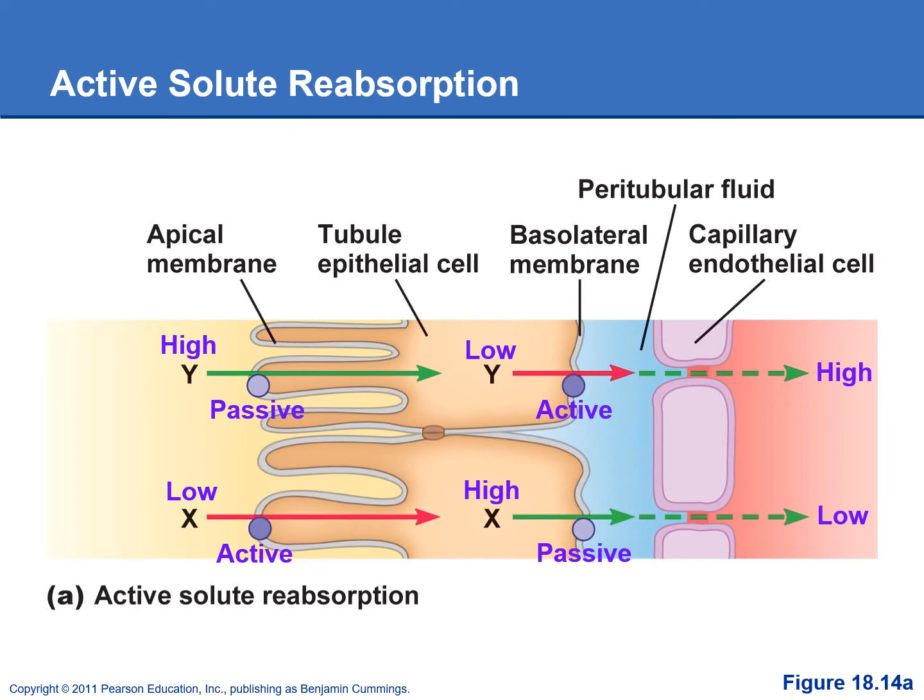Active transport can also be used to reabsorb hydrophilic substances. So remember, in active transport, we're going to move substances against the concentration gradient, going from low to high concentration. And either primary or secondary active transport can be used. And that can occur either on the basolateral membrane or the apical membrane.